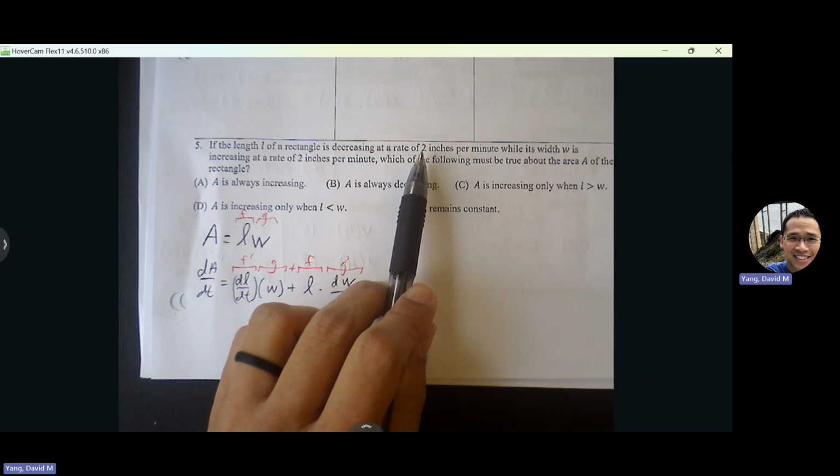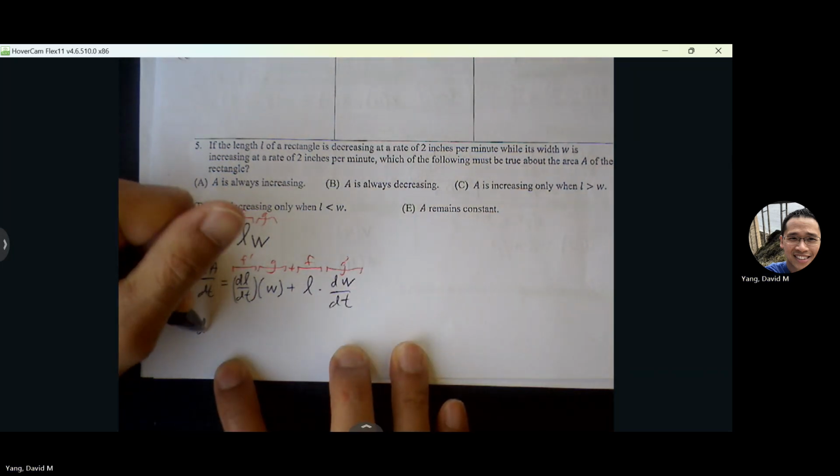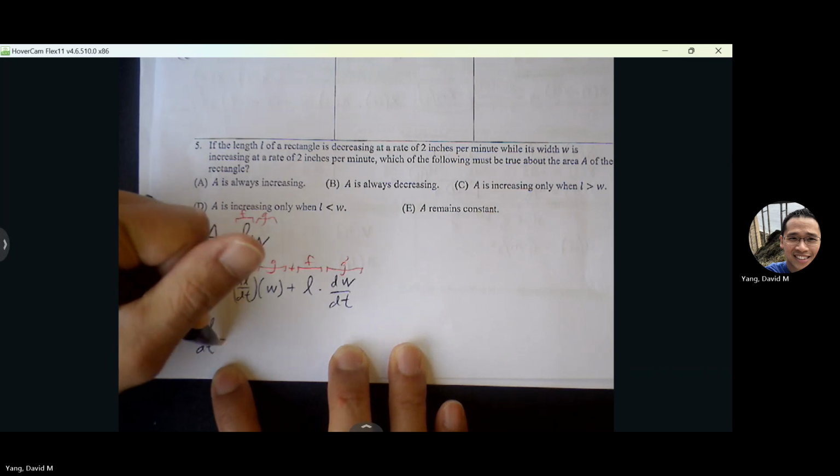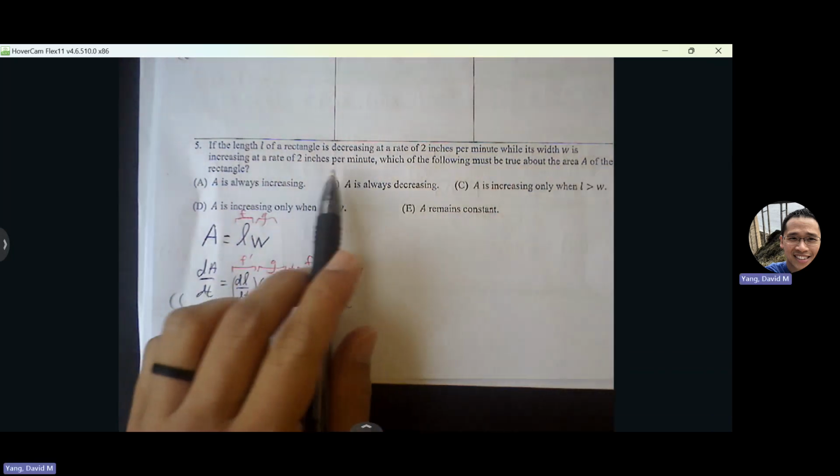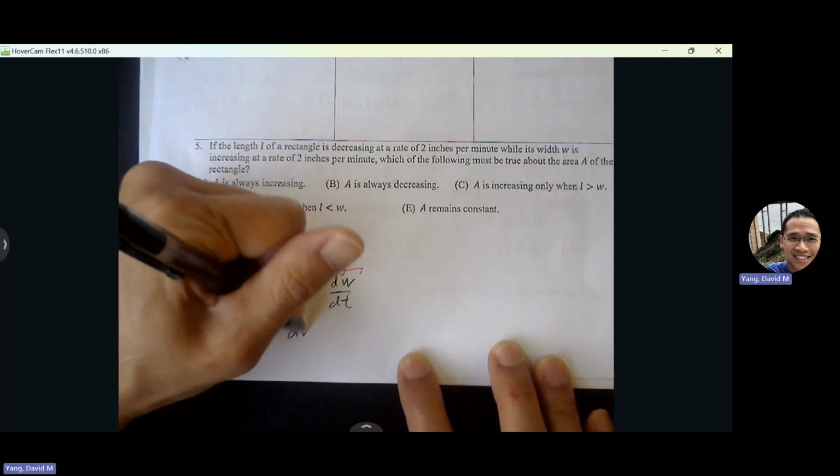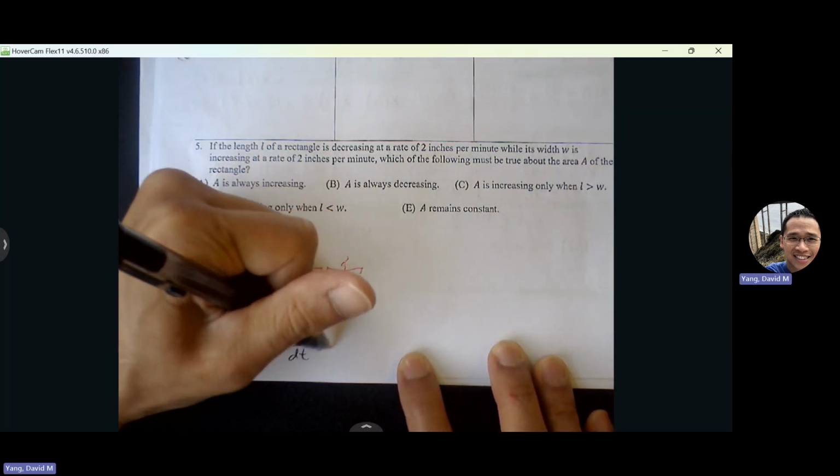So let's see what they give us here. They say that the length of a rectangle is decreasing at a rate of 2 inches per minute. So we know that's referring to dL/dt. It's going to be -2. Width is increasing at a rate of 2 inches per minute. So we know dW/dt is +2.